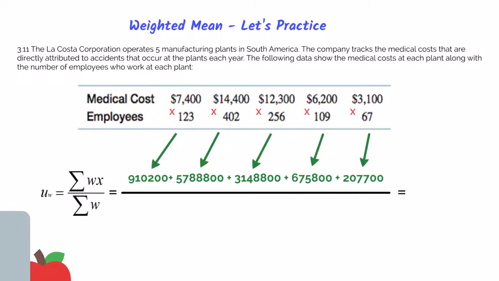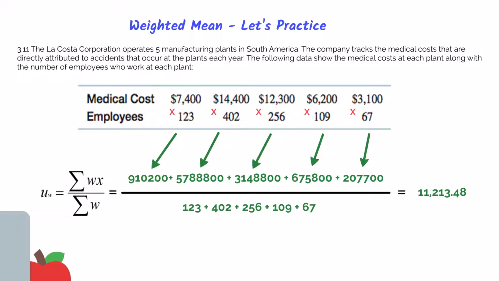We must add them all up in our numerator. Then in the denominator, these are just the weights, or the number of employees. We add those up as well and then divide the two numbers, and we get $11,213.48. Why would La Costa want to use a weighted average rather than a simple average of the medical cost?